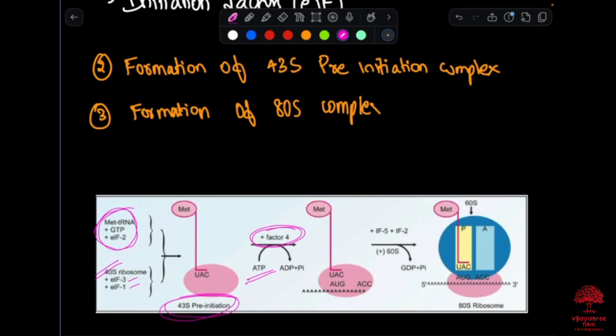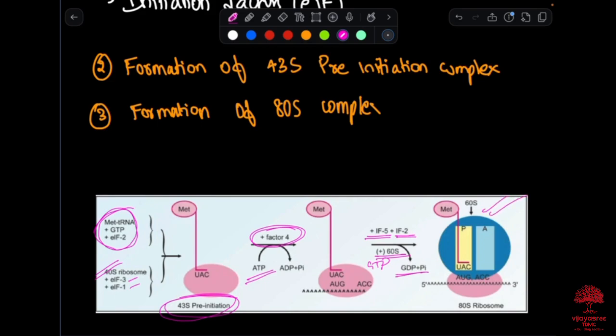Next is the formation of the 80S initiation complex. For this to take place, the 43S pre-initiation complex is going to bind to the 60S subunit of the ribosome. This binding happens with the help of one GTP hydrolysis, which is why GDP and inorganic phosphate are formed. Initiation factors 5 and 2 also help in this process. That is how finally the 80S complex is formed.